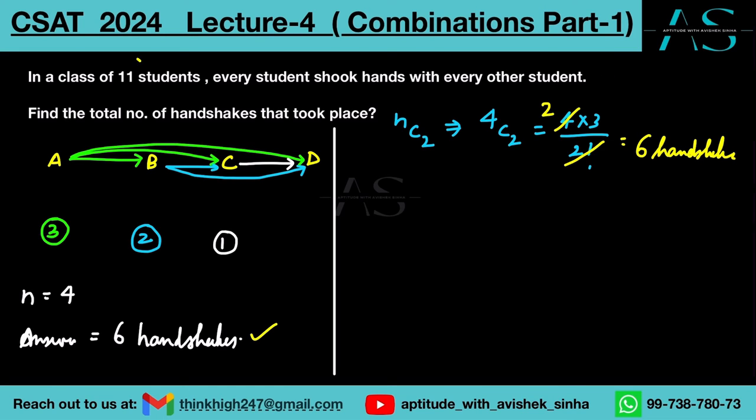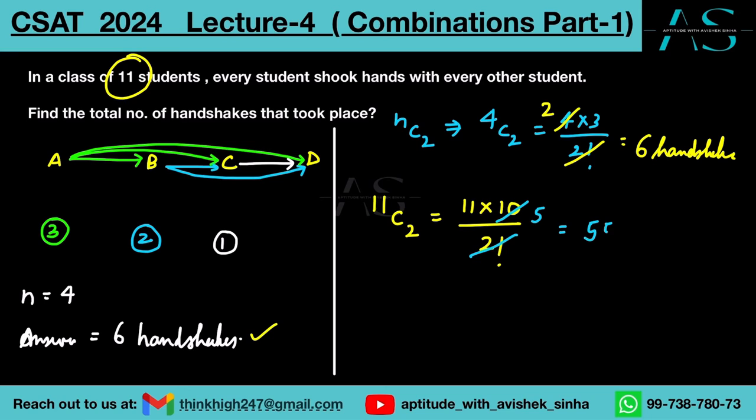Now, for this question which has 11 members, 11C2 is our answer. 11C2 can be written as 11 into 10 upon 2 factorial. So this is a total of 55 handshakes. So if we have a class of 11 students and every student is shaking hands with every other person, then in that case we have got 55 handshakes.